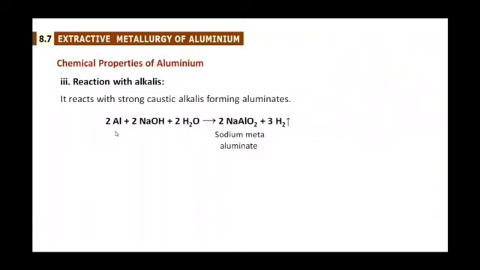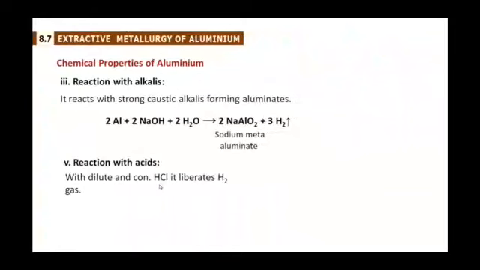On treating it with aluminium, we will be getting sodium meta-aluminate, NaAlO2, and hydrogen gas will be liberated. Fourth property is reaction with acids. Generally, when a metal reacts with acid, it will liberate hydrogen gas.